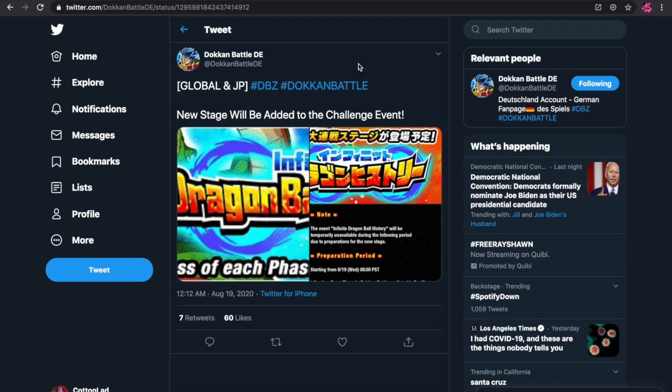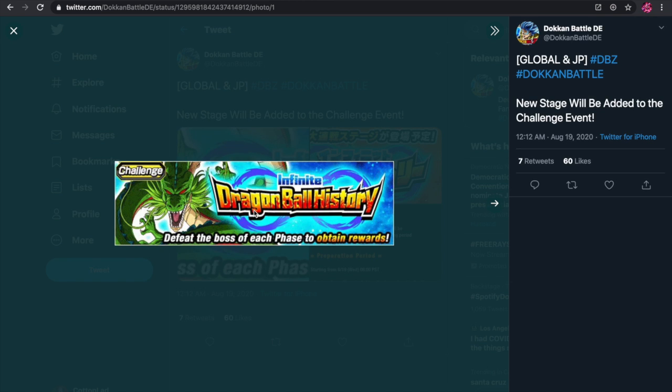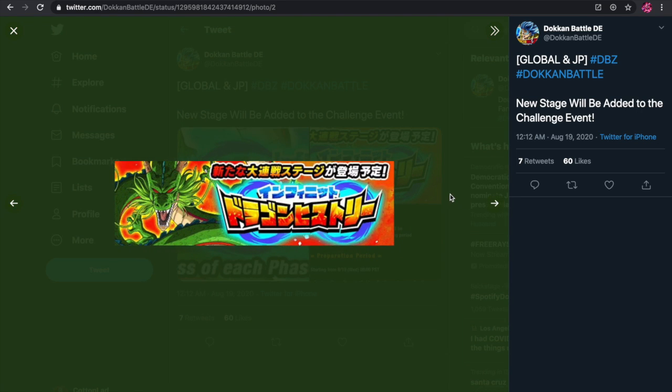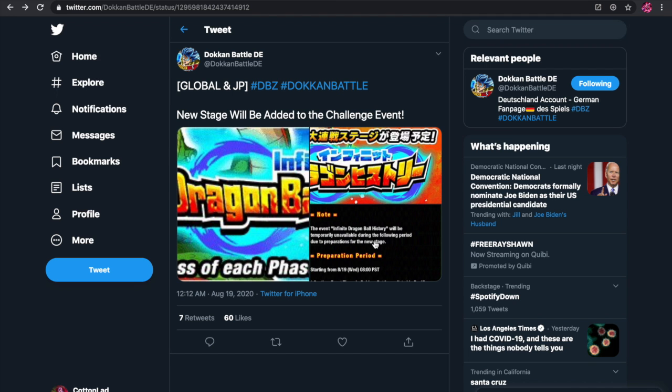And then over here on global and on the Japanese version of the game, we're going to be getting a new stage for the Infinite Dragon Ball History event. Just like last year, I would assume it to be Majin Buu Saga themed. It could be two new stages, kind of like what they did last year with the Super Warriors versus the Extreme Warriors. But again, yes, we're going to get a new stage for the Infinite Dragon Ball History.